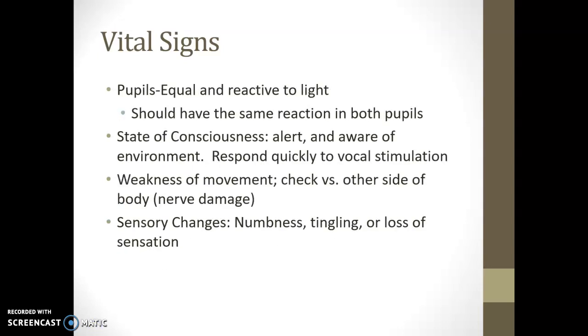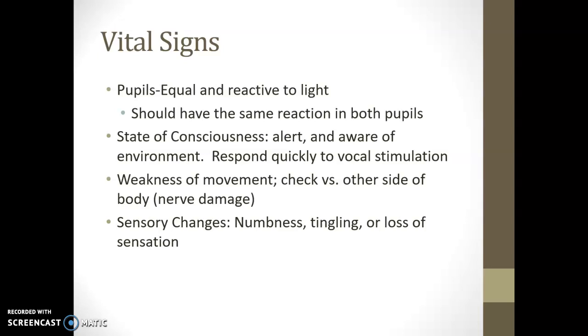We can also check pupils. We want to make sure they are equal and reactive to light. So what this means is that when you shine a light, usually it's something mild like a pen light, in one person's eye, both pupils should constrict equally and at the same rate and size. So not just the pupil that has the light shining on it, but both eyes should respond the same. So if you're checking the left eye, both pupils should constrict and vice versa.